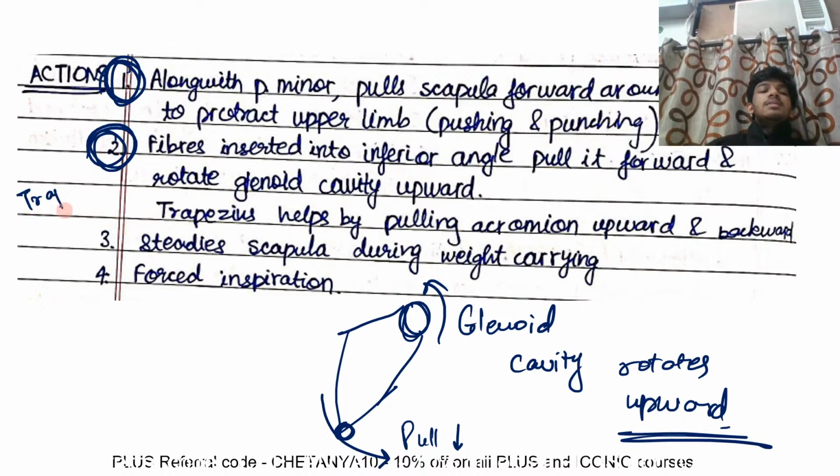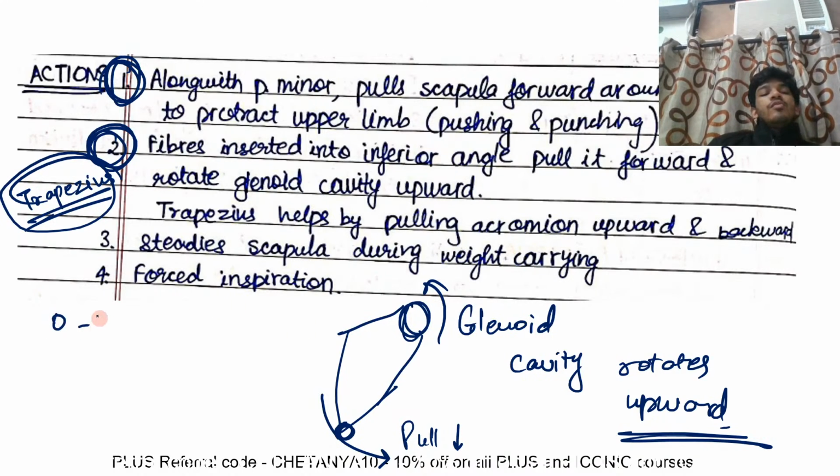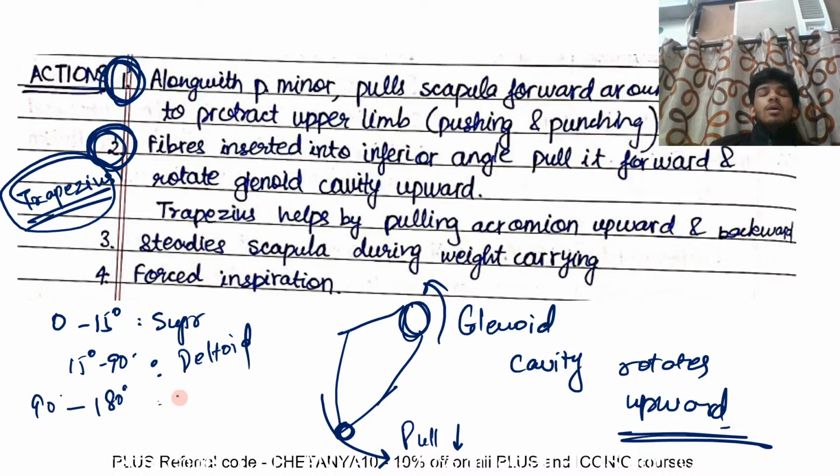So it helps the trapezius in overhead abduction. This action will help in overhead abduction of the arm. Abduction from 0 to 15 degrees is carried out by supraspinatus. 15 degrees to 90 degrees is carried out by deltoid, which is the main abductor here. The 90 degree to 180 degree is carried out by what muscles? Trapezius and serratus anterior. Both of these muscles participate together and carry out this abduction.